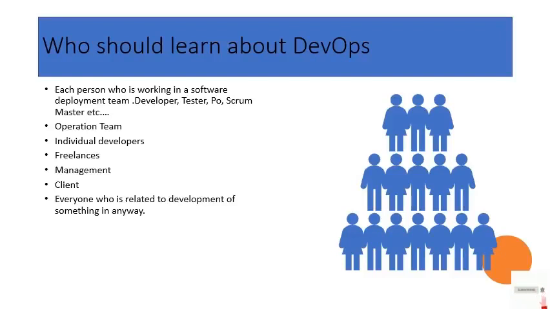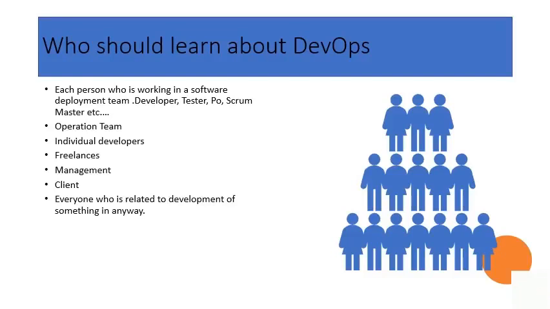Next is management. The management team must also learn about DevOps, because they can see exactly what the development team is doing. They can get a clear picture by looking at a few graphs and the details of the work which is going on. The management team should also learn DevOps.